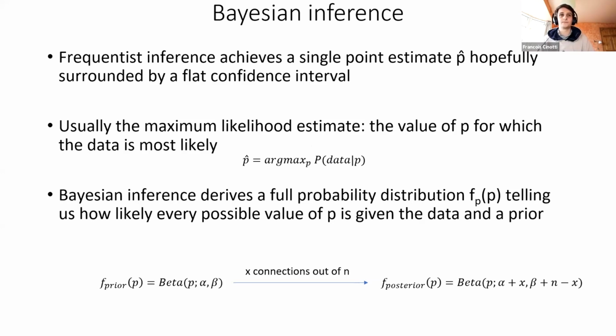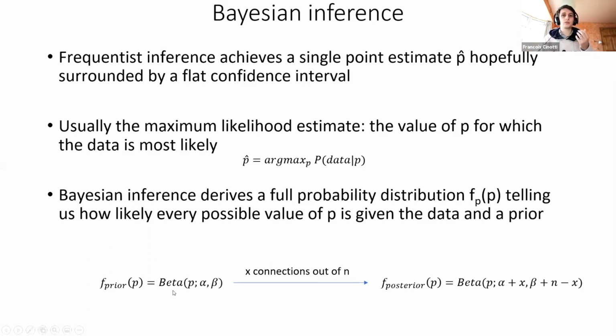Bayesian inference, on the other hand, instead of giving us a single point estimate, derives a full posterior probability distribution, P of p, which tells us how likely every possible value of p between 0 and 1 is, given the data and a certain prior.